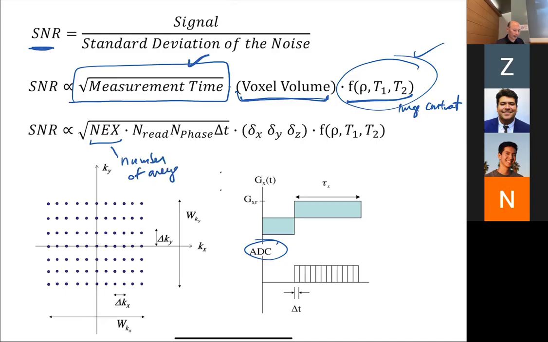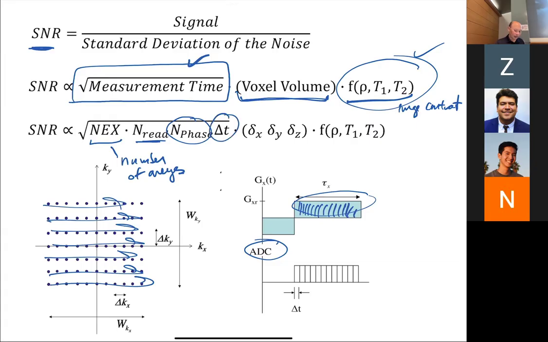Okay, so we'll talk about that. And read is sort of how many points we're acquiring along the readout direction. For example, in the spin warp case, it's how many samples I'm acquiring along this gradient. And phase is the number of phase encodes, how many lines I'm acquiring. So the number of phases I'm acquiring is actually affecting the time.